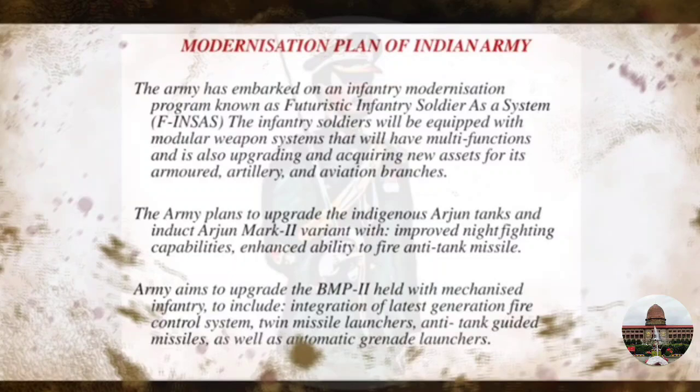For example, in the armored column, the Indian Army is planning to upgrade the indigenous Arjun tank, and very soon we are going to induct the Arjun Mark II with better features. For example, the second variant of Arjun, that is the Arjun Mark II, is coming up with 93 upgrades. And today, most of the tanks held with the Indian Army are night blind. So the Arjun Mark II will come with better night fighting capability.